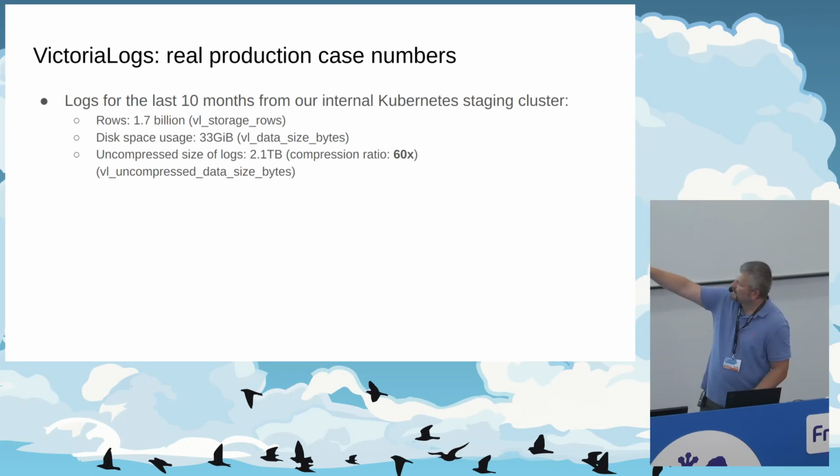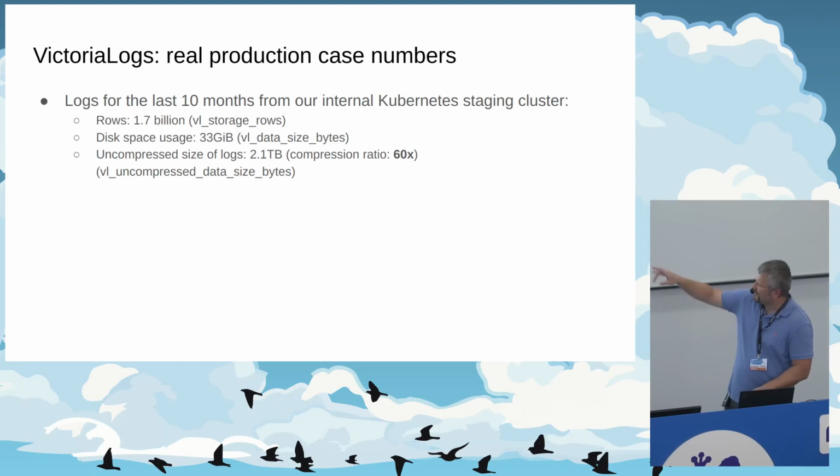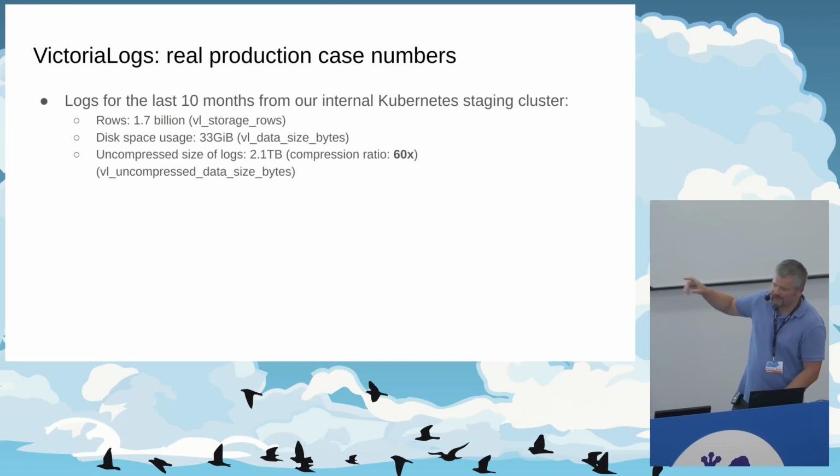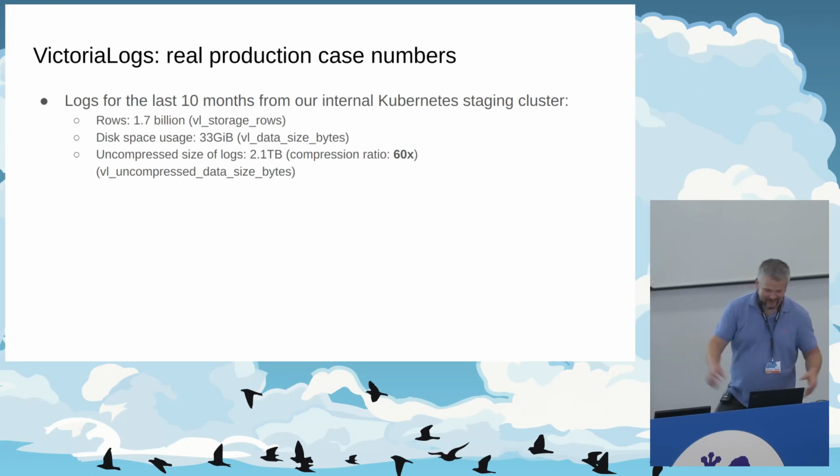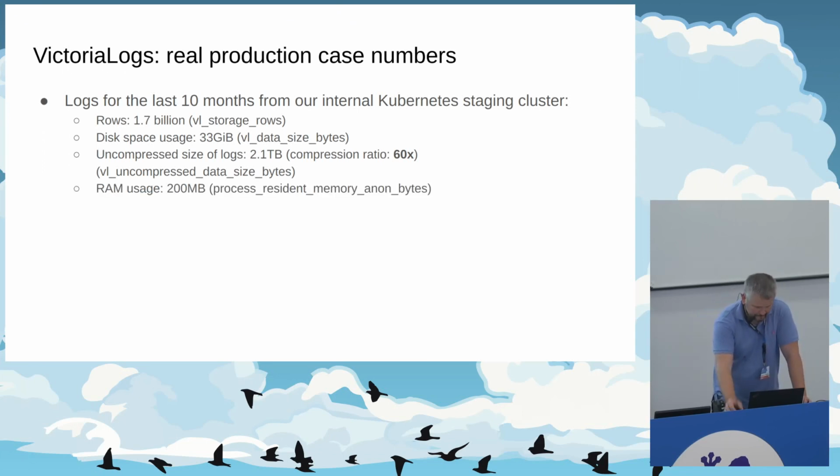By the way, these names in braces, VL storage rows, VL data size bytes, VL uncompressed data size bytes are metric names which are exposed by VictoriaLogs and which are collected by VictoriaMetrics, and you can look at these metrics, how they change over time when you run VictoriaLogs in your environment.